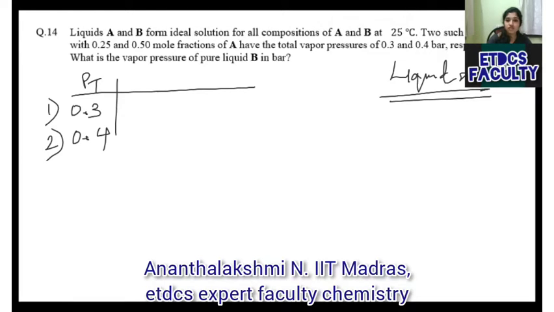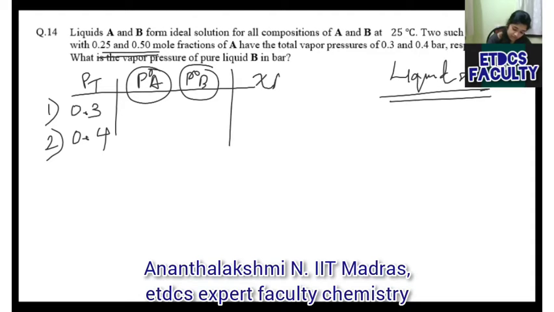We have to find the vapor pressure of, okay, we don't know the vapor pressure of A, we don't know the vapor pressure of B. So these two things we don't know, pure vapor pressure. Okay, but we can definitely know, we have been given the mole fraction of A in both the cases. So for 0.3, the mole fraction of A will be 0.25, right? For 0.4, the mole fraction is 0.5.